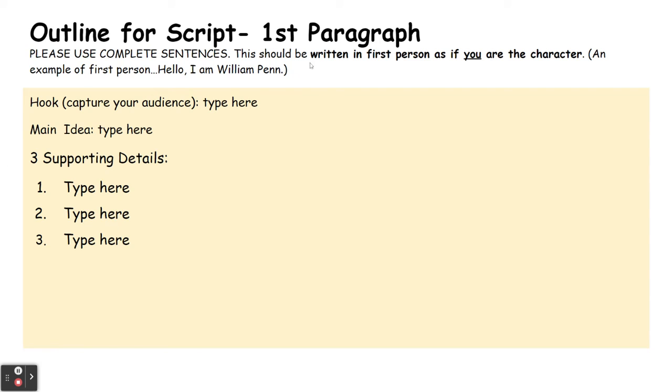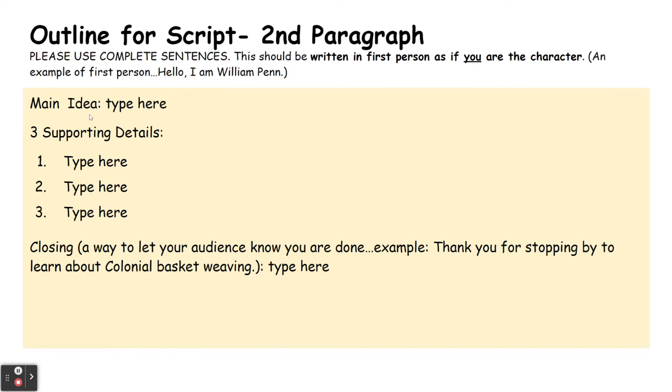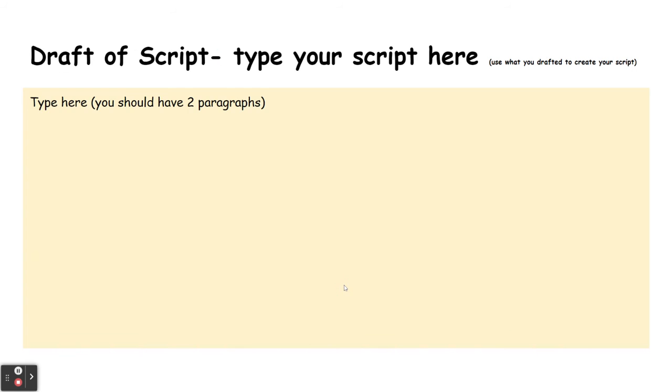So you're going to use complete sentences. It should be written in first person as though you are the character. So you come up with a hook to capture your audience, main idea, and then 3 supporting details. Then your second paragraph outlined still, you'd give your main idea, 3 supporting details, and then a closing sentence to let the audience know that you're done and you're going to stop your recording. So something like, thank you for stopping by to learn about colonial basket weaving. Maybe give a wave so they know you're done.